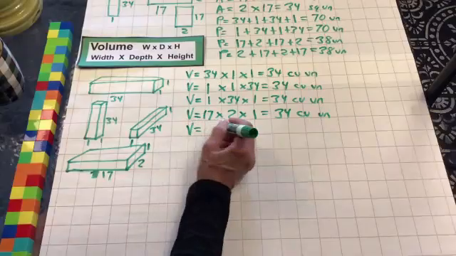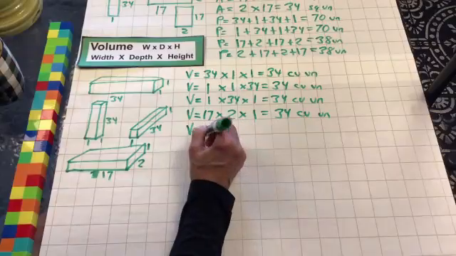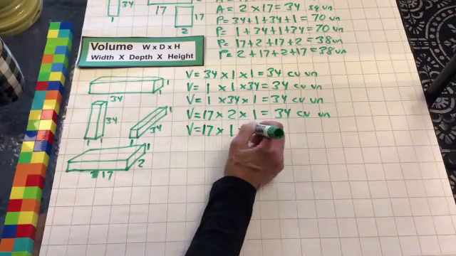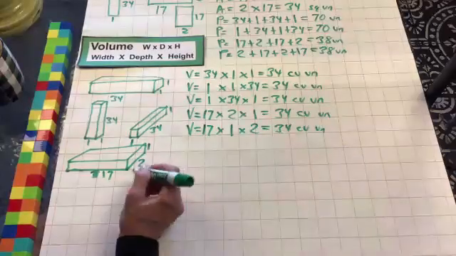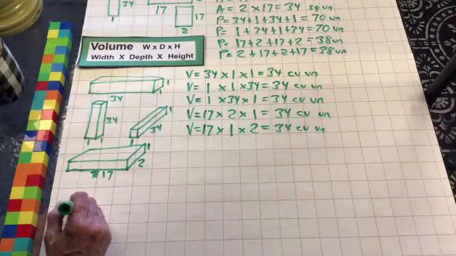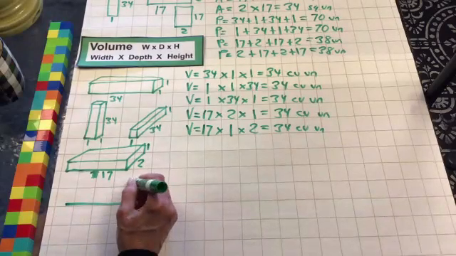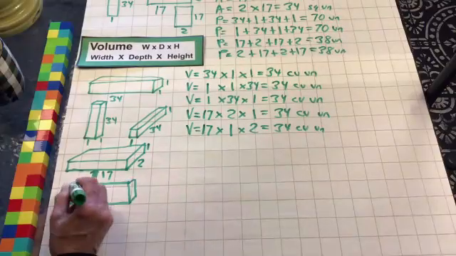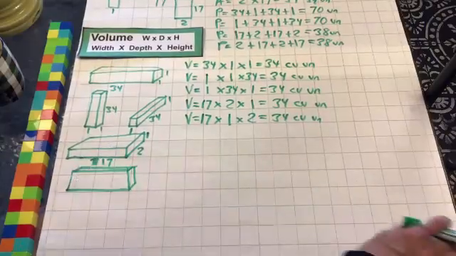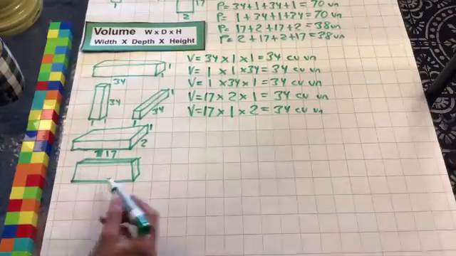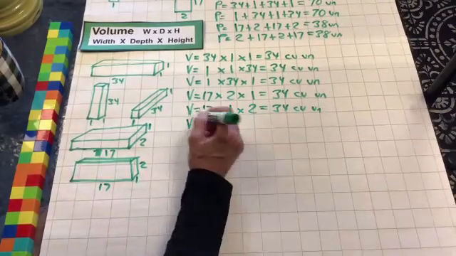So we know another way to create 34 cubic units would be 17 by 1 by 2 equals 34 cubic units. So let me draw that. So 17 wide by 1 deep by 2 tall. Little different. We just took this object, this rectangular prism, and stood it up on its side. So we have 17 by 1 by 2. All right, let's go on to another way.